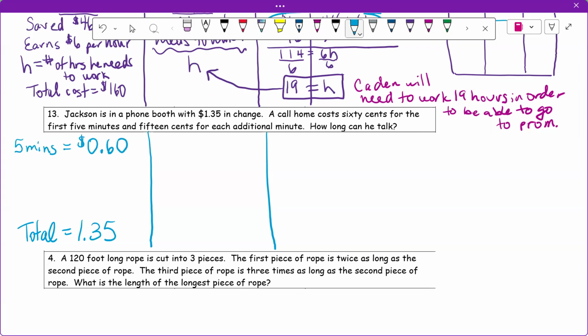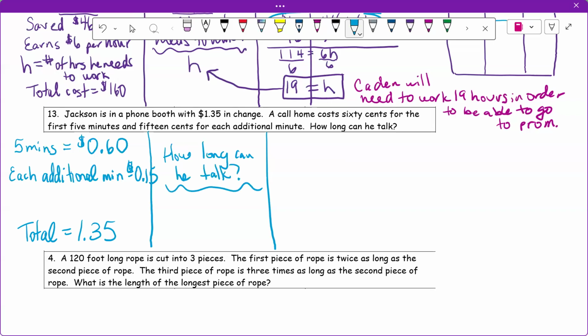And then 15 cents for each additional minute. So each additional minute is 15 cents. How long can he talk? So that's our middle box. How long can he talk?